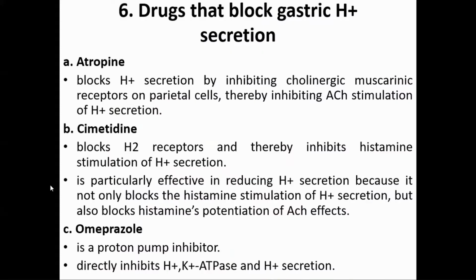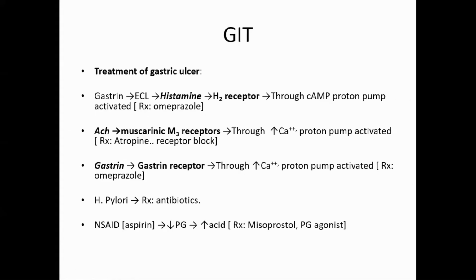So this is again the same. Atropine blocks the hydrogen ion secretion by inhibiting the cholinergic muscarinic receptors of the parietal cell, thereby inhibiting acetylcholine stimulation on the hydrogen secretion. Cimetidine blocks the H2 receptor, thereby it inhibits histamine stimulation, which inhibits the HCl secretion. Omeprazole is the proton pump inhibitor. It inhibits the hydrogen potassium ATPase pump.